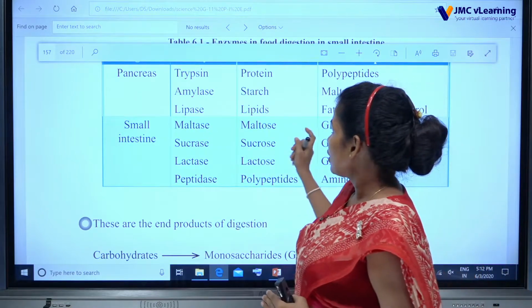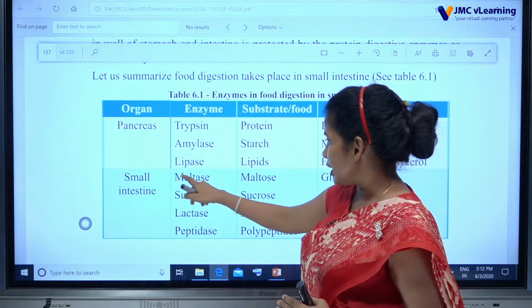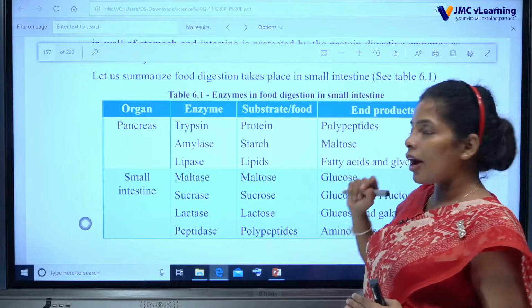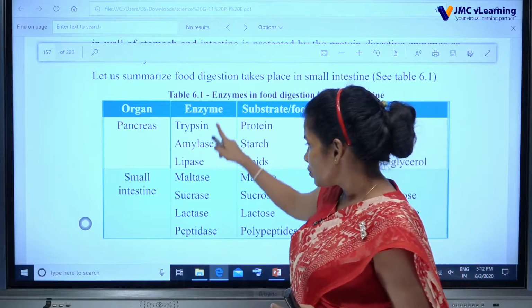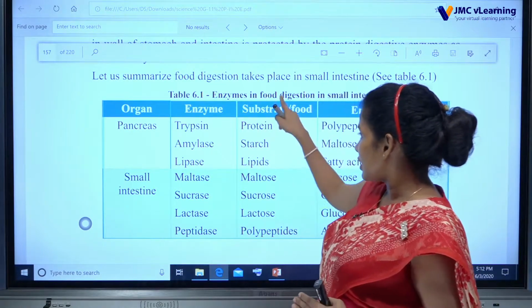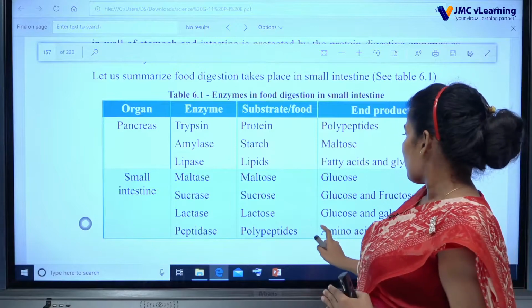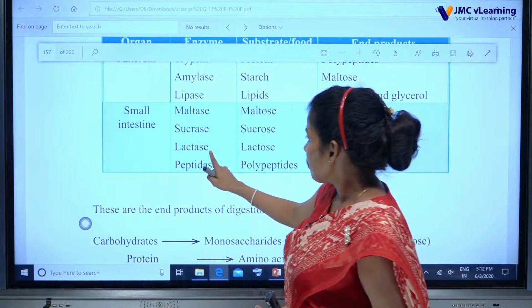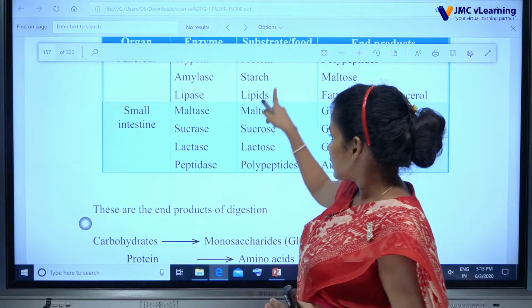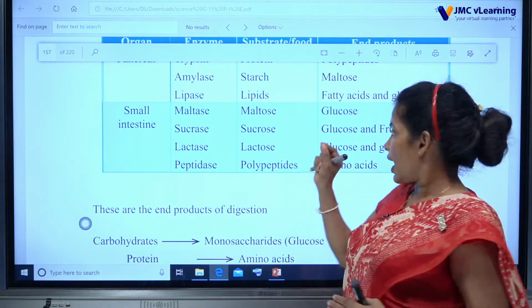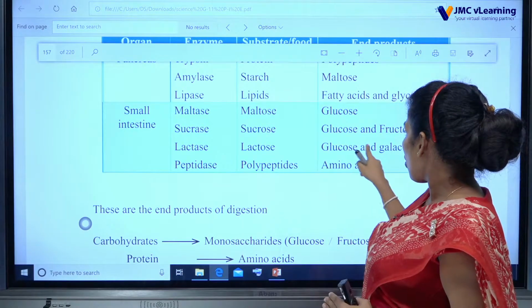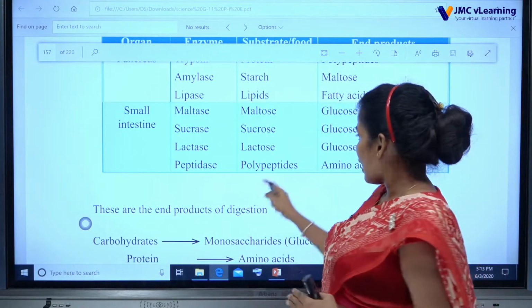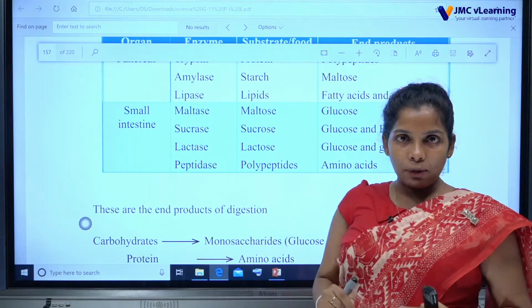One by one, you can see the enzymes in the small intestine. Maltase, substrate maltose, and the end product is glucose. Sucrase, substrate sucrose, and the end products are glucose and fructose. Lactase, substrate lactose, and the end products are glucose and galactose. And the final one is peptidase, with polypeptides and amino acids.